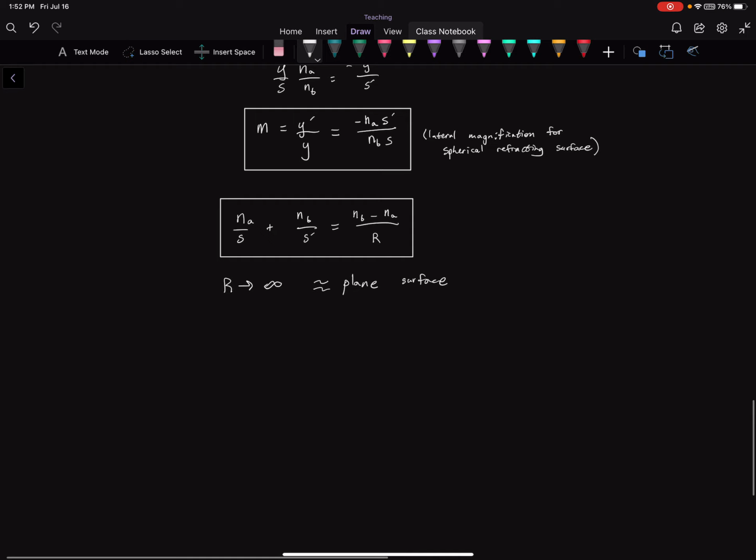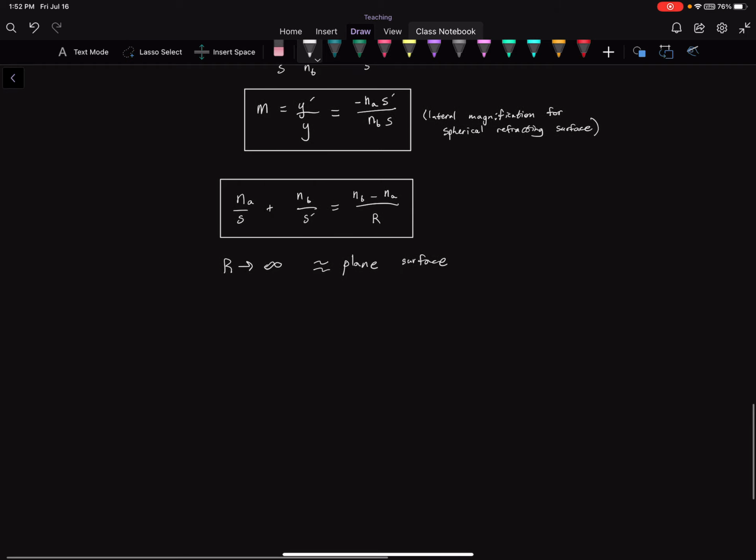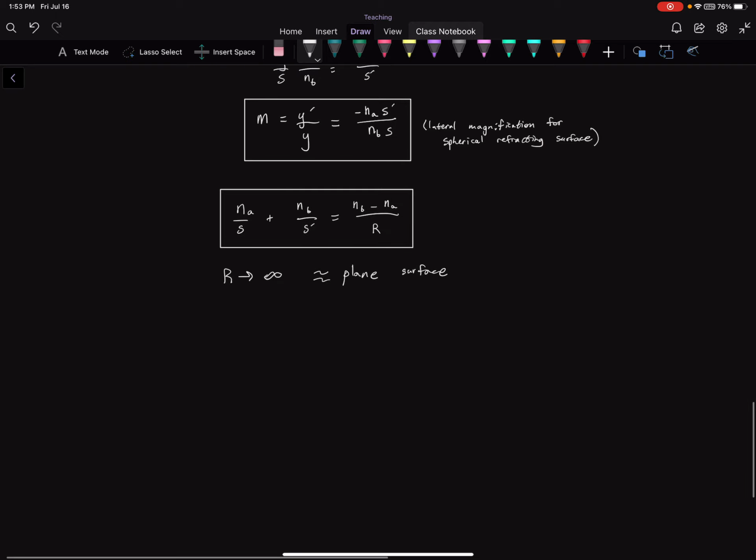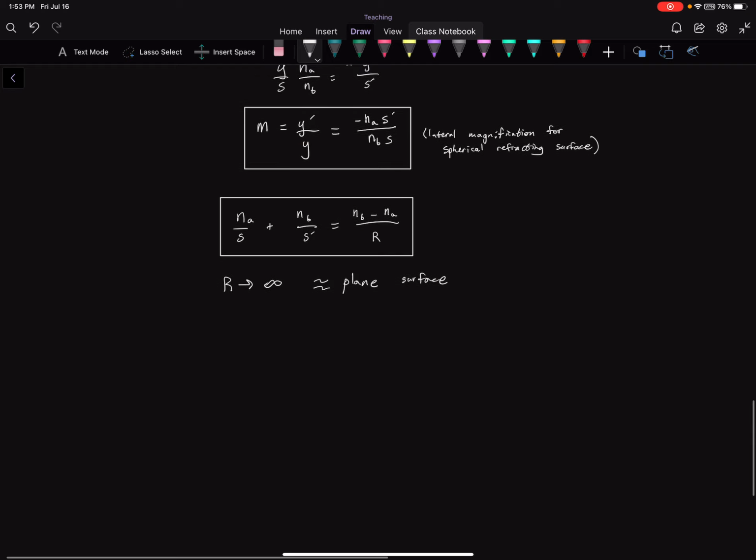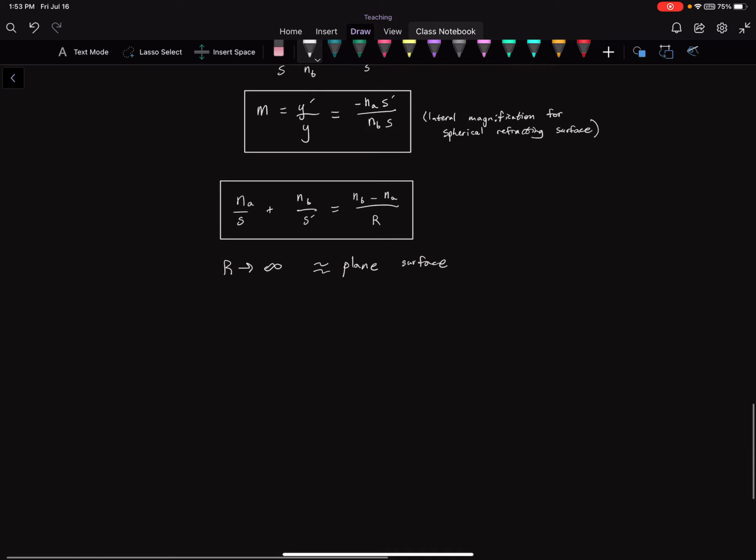All right, so that way we can arrive at if there's any kind of magnification for when light refracts at a plane surface. And we might expect the answer already, but let's check. If r goes to infinity, then you're left with NA over S plus NB over S prime equal to 0. That means NA over S is equal to negative NB over S prime, and therefore S prime is equal to negative NB S over NA.